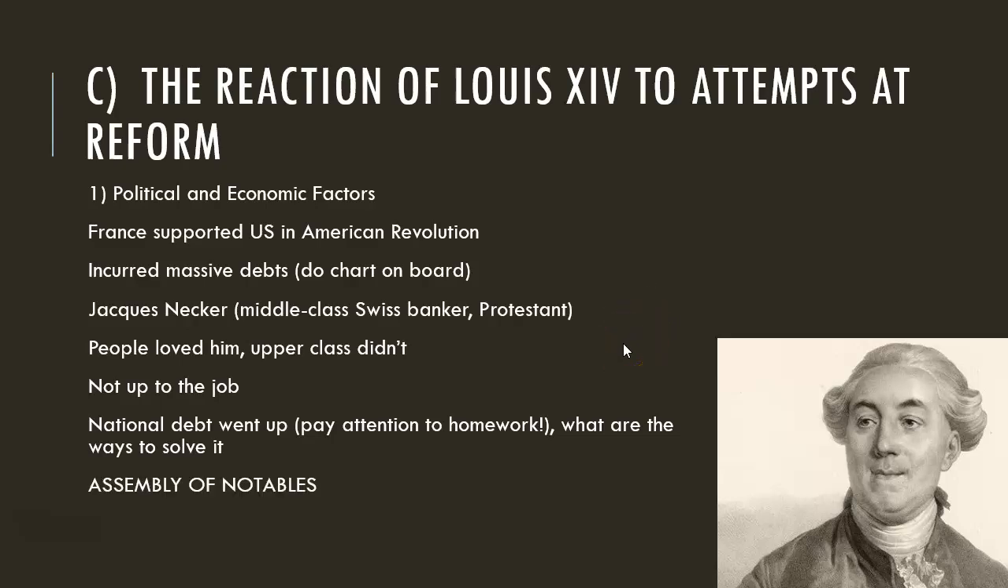So the king needs help paying this debt. So there was this group called the Assembly of Notables. And he called them to ask for help. And they really couldn't help him. They told him he was going to have to call the Estates General. And he was asking for help here.